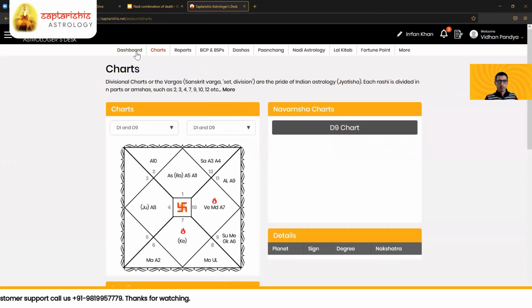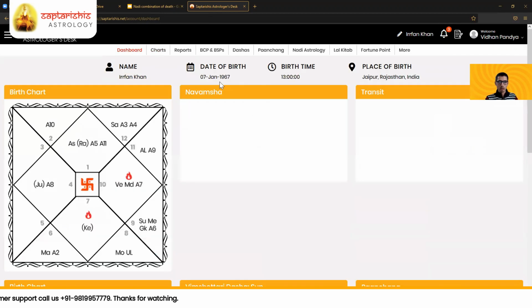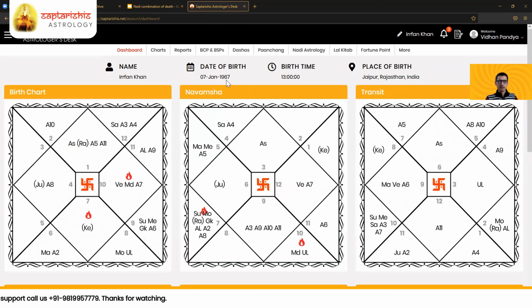Irrfan Khan was born on 7th of January 1967 in Jaipur, and his birth time is not known. So what I did is I created a chart with Aries ascendant. You can see on the screen that this is the Aries ascendant chart. Now, Irrfan Khan died on 29th of April 2020.